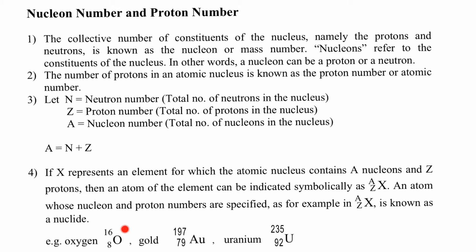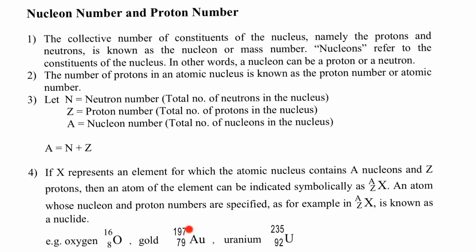For example, if you look at this, 16, 8 oxygen, so proton number is 8, means it has 8 protons, right? Then 16 is the nucleon number, which is the total number of protons and neutrons. So if you subtract 8, which is the number of protons, you get the number of neutrons, which is 8. So from here, we will know there are 8 protons and 8 neutrons.